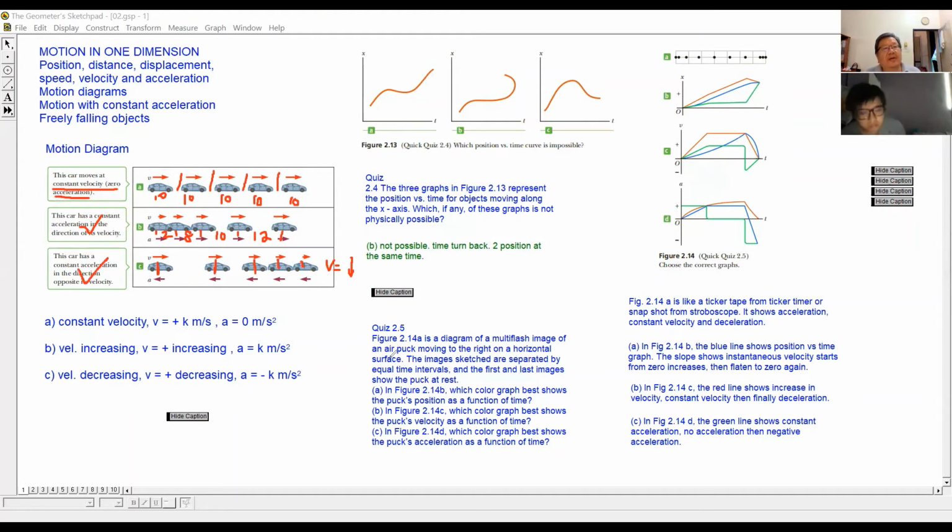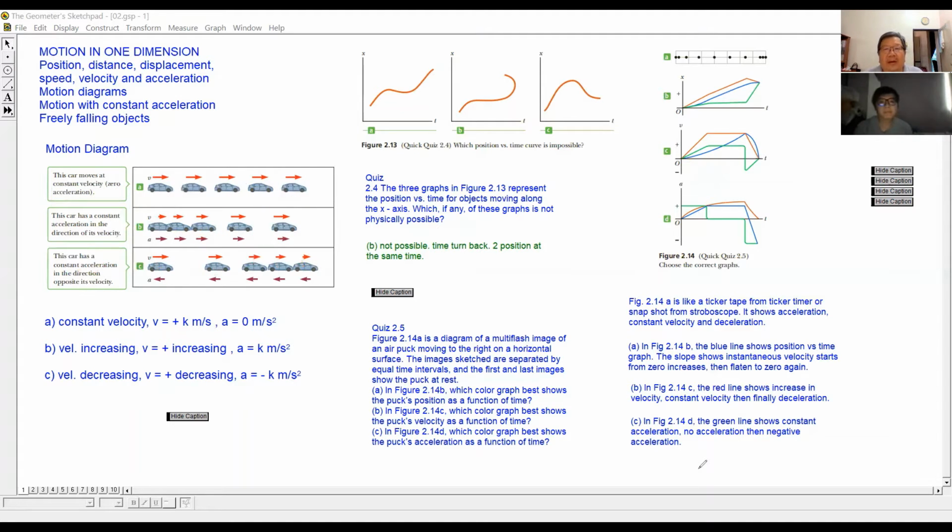Okay, so this is the type of diagram. Actually, this diagram shows the position versus time. So if the velocity is constant, then we say that the acceleration is zero. If the velocity is increasing, then we say it is a positive acceleration. If the velocity is decreasing, then we say it is a negative acceleration. Okay, so we clear this.